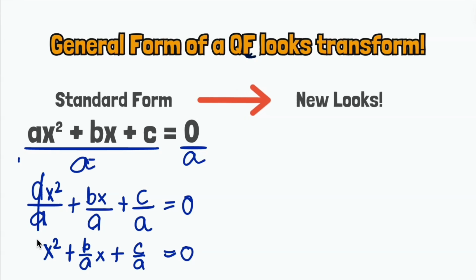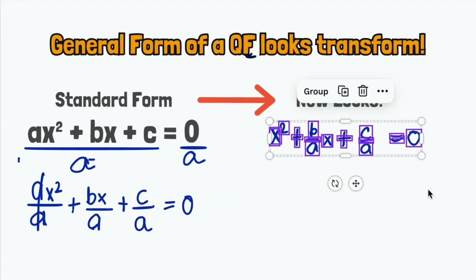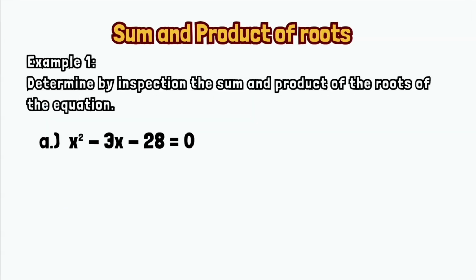And this is the new look. So, I will probably move this to the other side. This is our new look from this particular equation. We now have a new look of the general form of quadratic equation. So, why did we do this? For us to appreciate the earlier information, let's have our first example.